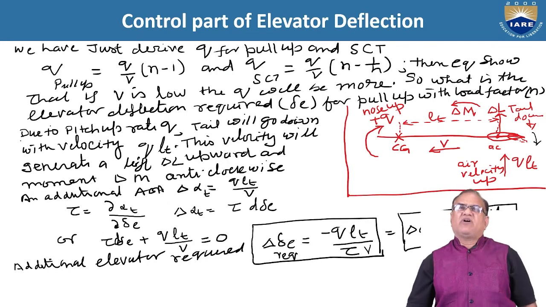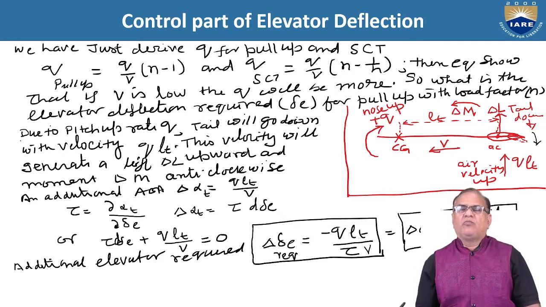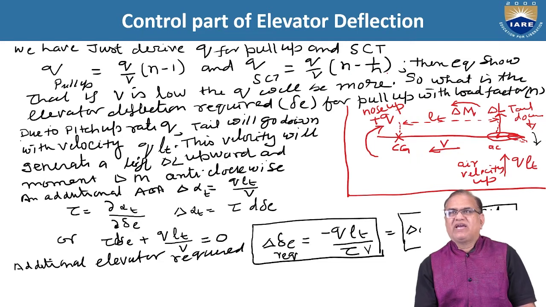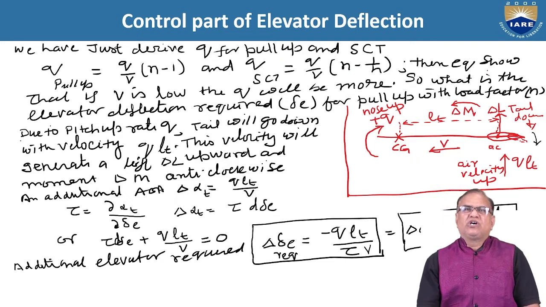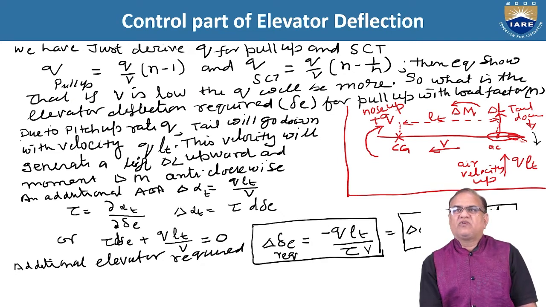Now let us discuss the control part, the elevator deflection. We have just derived Q for pull up and Q for steady coordinated turn: Q for pull up is equal to g by V into N minus 1, and Q for steady coordinated turn is g by V into N minus 1 by N. These equations show that if V is low, Q will be more. If you increase the value of V, the Q will decrease.